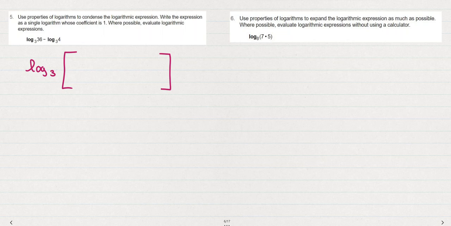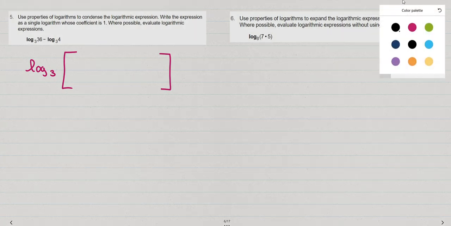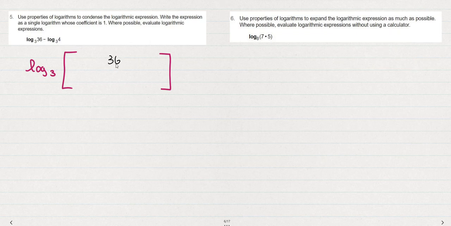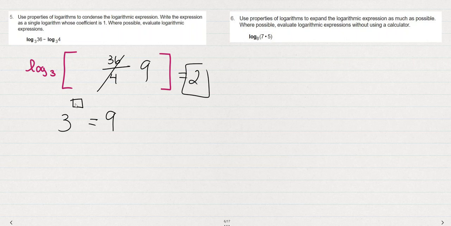Condensing. So notice when I condense, I'm only going to be able to use the word log once. So it's a log base 3 of what? The whole thing. And these are subtracted, so it'll be the 36 divided by 4, which is 9. So log base 3 of 9, well, finding the log is finding the exponent. 3 to what power is 9? That answer is 2, right? Because 3 squared is 9. So log base 3 of 36 minus log base 3 of 4 is equal to 2.